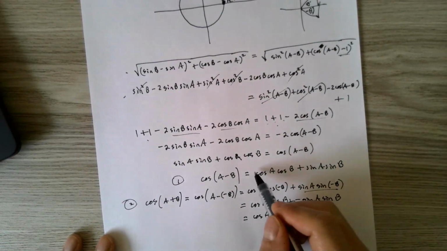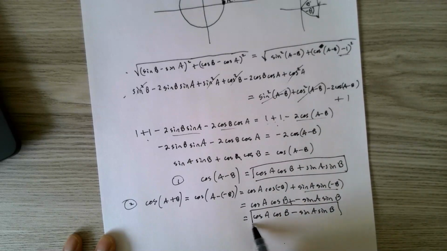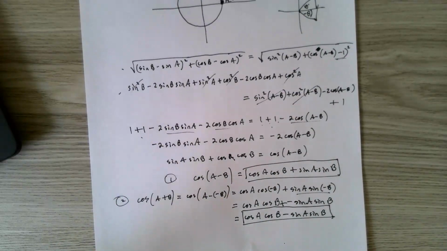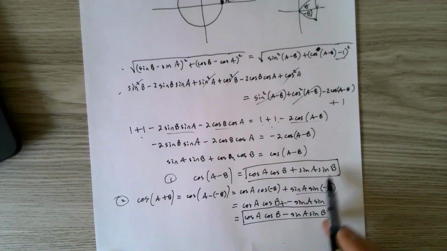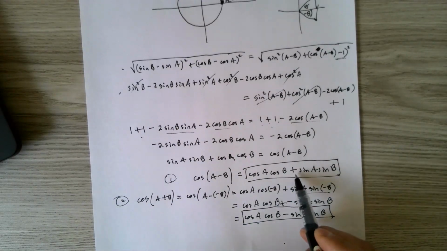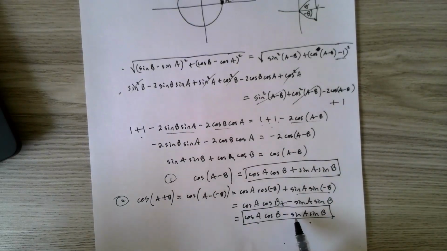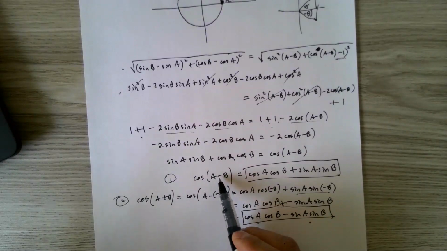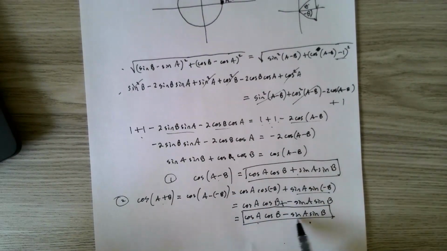Okay, so notice the difference between the first two. They have the same structure. You've got a product of two cosines and a product of two sines in each one. But the operation between those two terms is the opposite of this operation here.